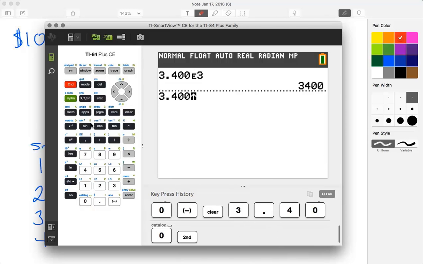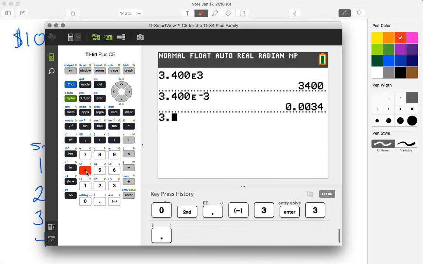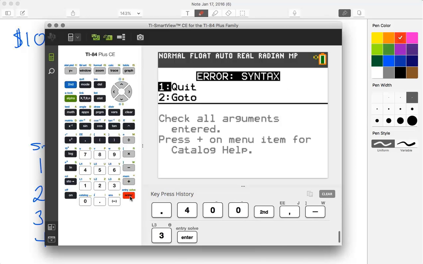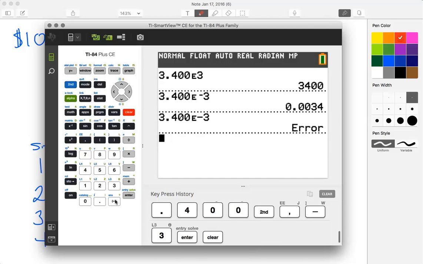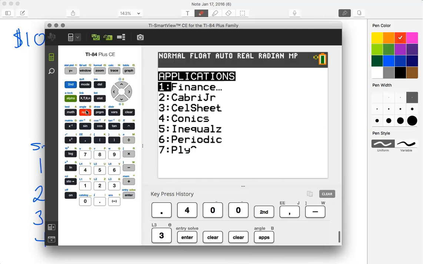3.400 second function double E negative, not minus, negative 3, and that gives you a smaller version. If you tried 3.400 second function double E minus 3, it might still work on some calculators. It does not work in this one, but you need to put the one with the parentheses in it for the TI calculators.